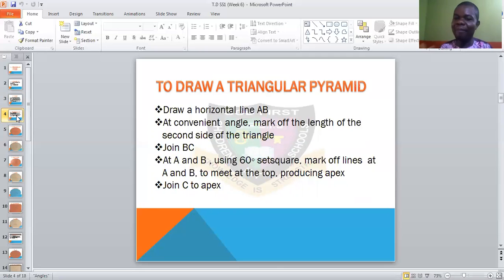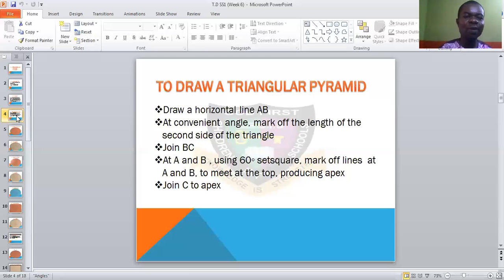Then at A and B, using the 60 degrees set square, that's the base, the place you started from now. Use the 60 degrees set square, mark off a length. You turn it to this side, you mark off another length. Two of them will meet somewhere, producing the apex, that's the apex. Then you join the apex to complete the job.